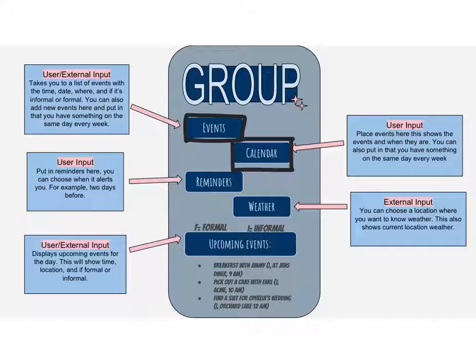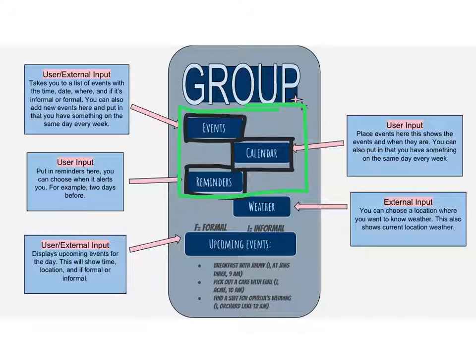The third thing I want to tell you about is reminders. Reminders is a place where you can put in an alert. So for example, if your mom's birthday is coming up, you can have the reminder alert you 2 days before the birthday happens, so you have time to get a gift or a card or whatever you need to do. All three of these are inputs for the user, so the user will put in their events.